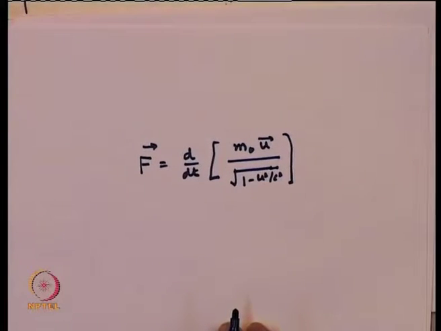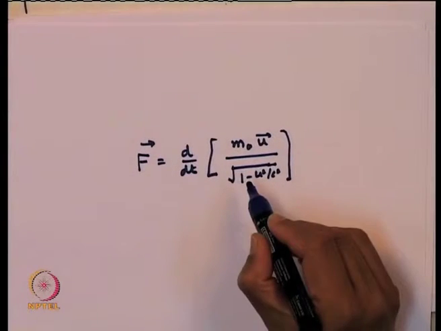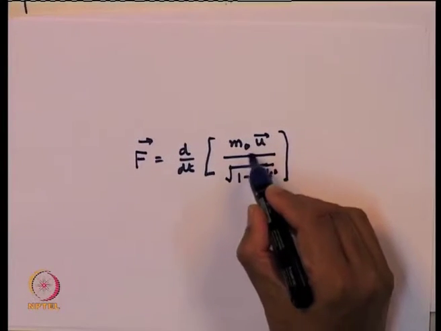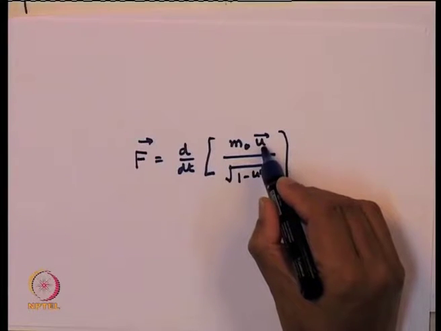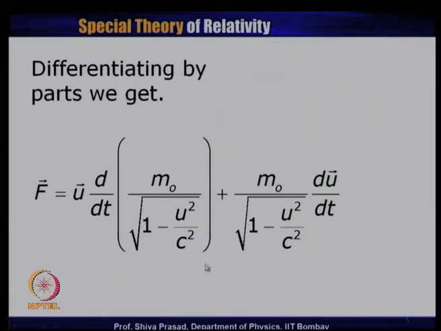So, I am trying to differentiate it by parts. First I take u, take the derivative of this quantity, plus I take this quantity multiplied by the derivative of u. So, this is what I have written in this particular transparency: u multiplied by d/dt of m naught under root 1 minus u square by c square, plus m naught divided by under root 1 minus u square by c square multiplied by du/dt. It is just simple differentiation by parts.